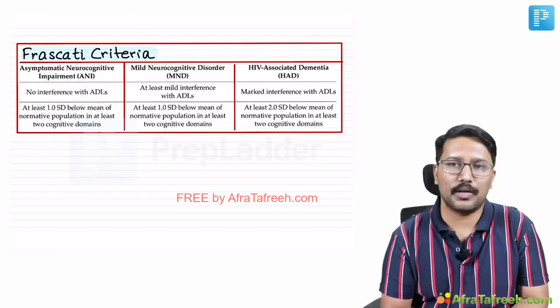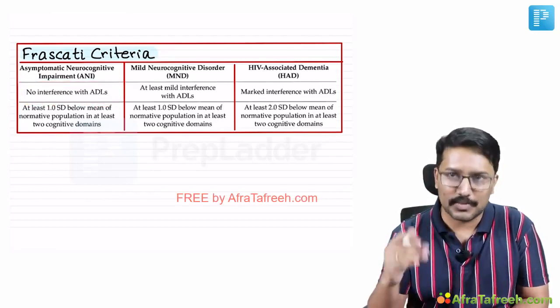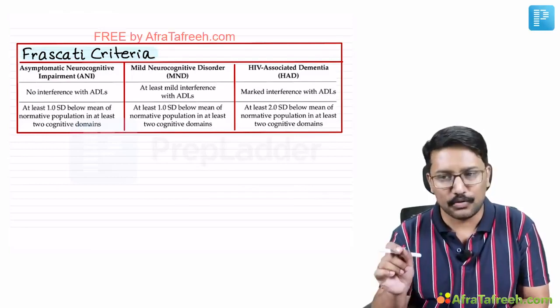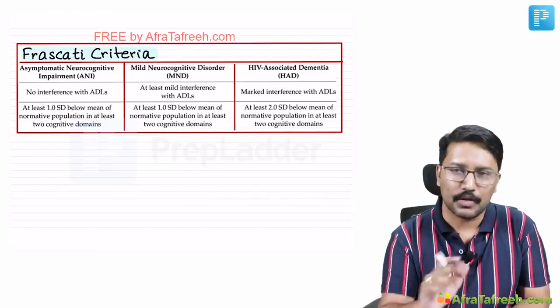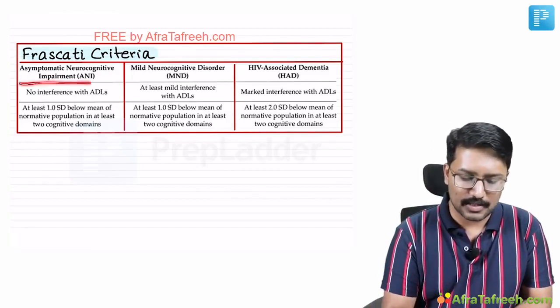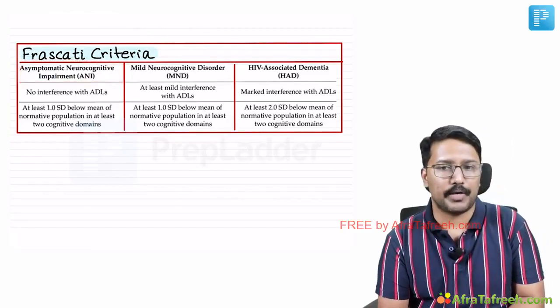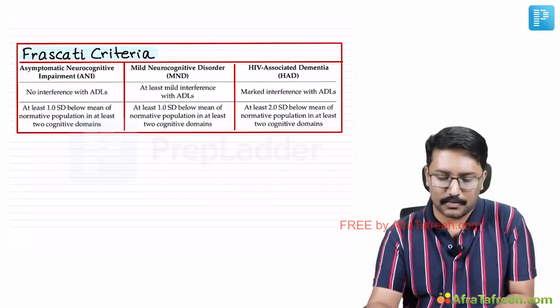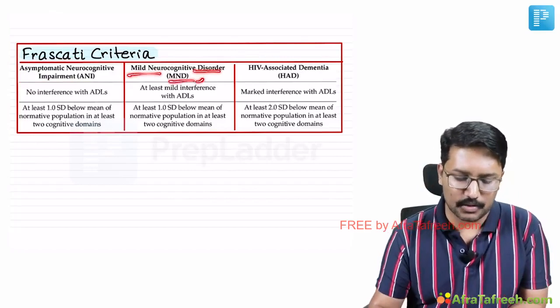He himself comes to your OPD, he himself shows you, he himself follows all the advice you suggest, right? But when you use these cognitive assessment tools, you will unearth some degree of cognitive dysfunction, right? This is what is called asymptomatic neurocognitive impairment. Okay, this is the milder end of the spectrum. In the middle range, we have this mild neurocognitive disorder.